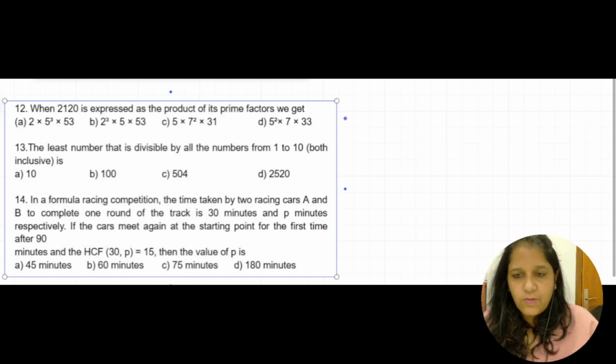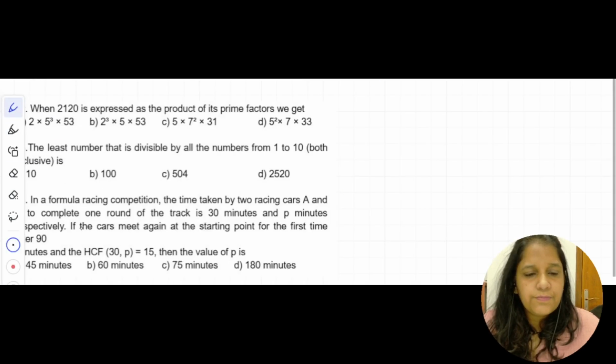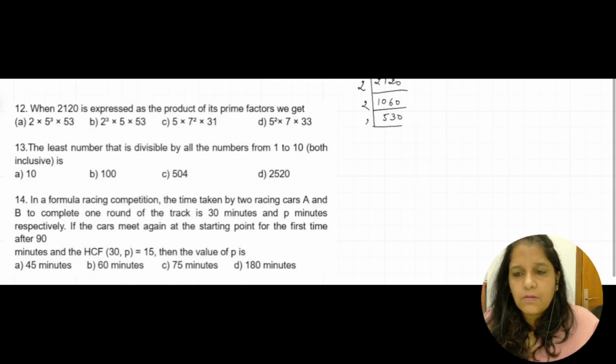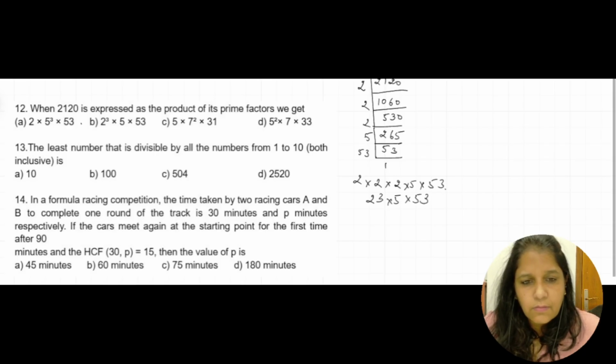2120 is expressed as the product of its prime factors we get. So 2120 का हम prime factorization कर लेते हैं. 2120 prime factorize करेंगे. B is the correct answer.